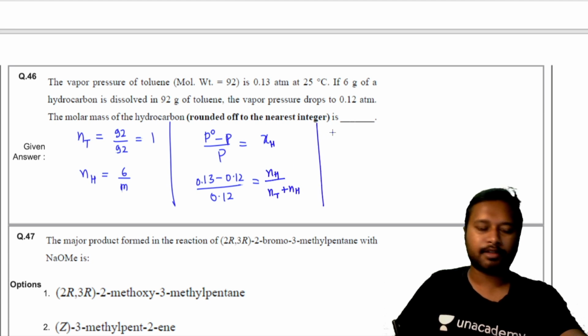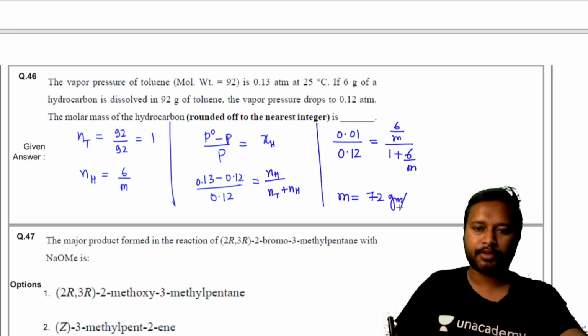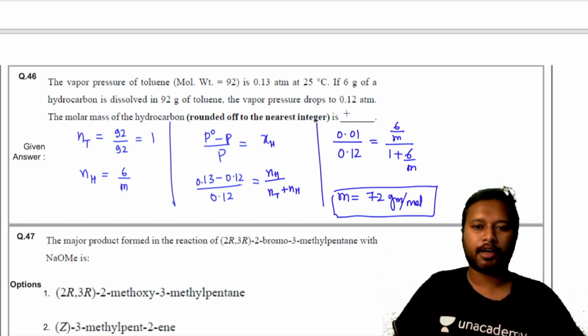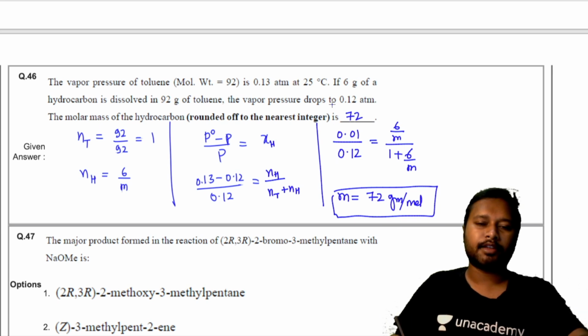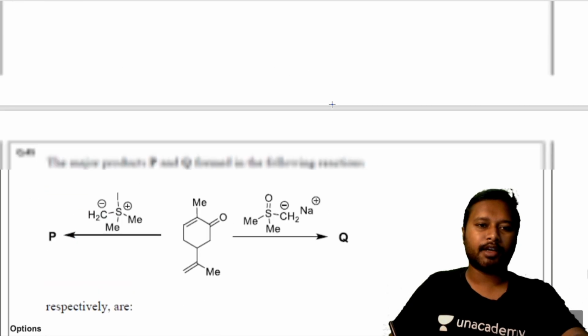When we solve this, we will get 0.01 divided by 0.12, and on the other side 6 upon m divided by 1 plus 6 upon m. You have to solve this, and on solving you will get m equals 72 grams per mole. This is going to be the molecular mass of your hydrocarbon. 72 should be the answer. The nearest integer was asked, and you will get the answer in integral value only. The answer will be 72.